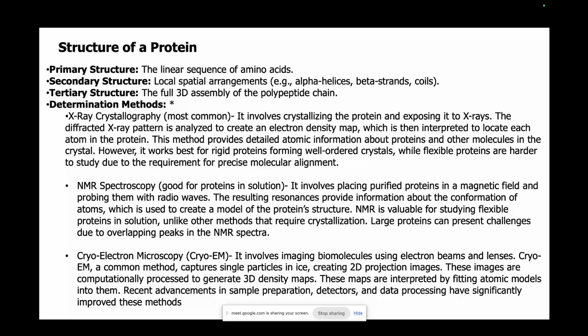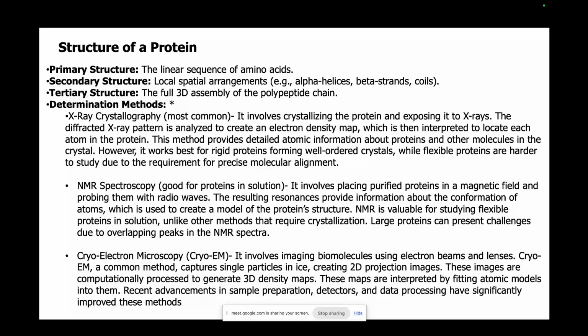This method provides detailed atomic information about proteins and other molecules in the crystal. However, it works best for rigid proteins, forming well-ordered crystals. This is one bottleneck that you have to keep in mind: the crystal should be good enough, and the molecule or the compound or the protein, whatever you are using, must crystallize properly.